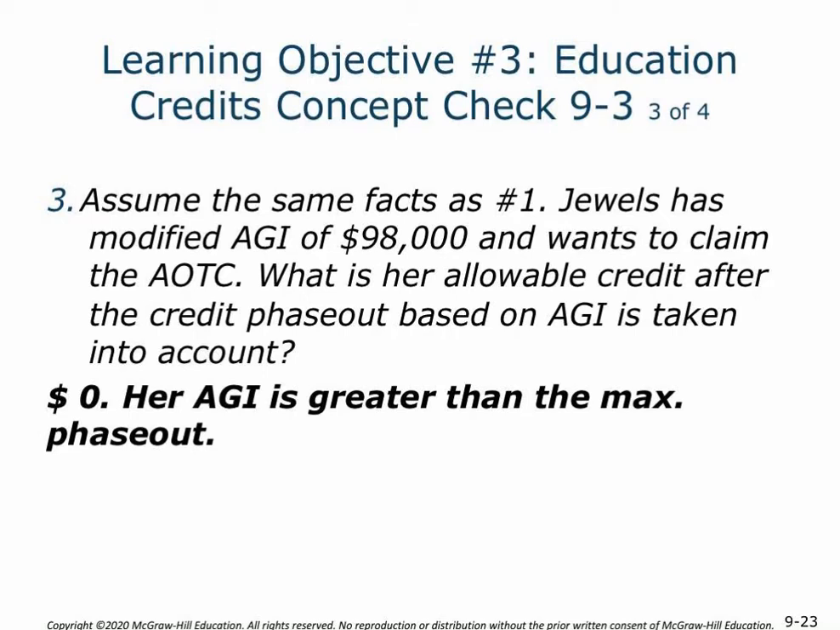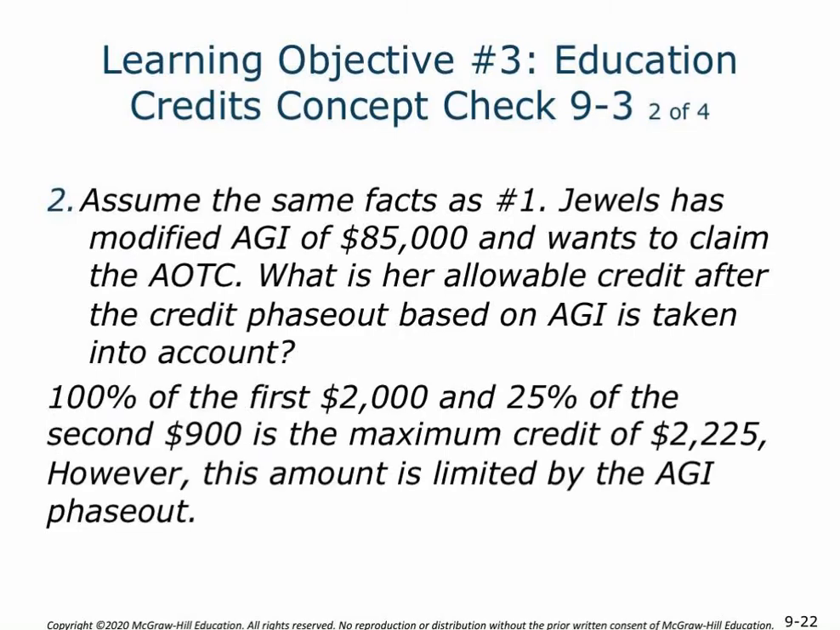So concept check 3. We're going to assume the same facts, but we're going to change her modified AGI, and she still wants to claim that same credit. What's the allowable credit after the credit phase out here? Here she's going to be over the $90,000, so the phase out is going to be maxed out to where she's going to get none of that credit. So she wouldn't be able to claim the credit with $98,000 of AGI. With an $85,000 AGI, she would be halfway through that phase out range and get to claim half of the $2,225 amount that would be the qualifying expenses.